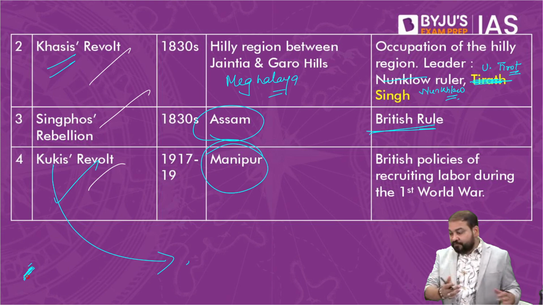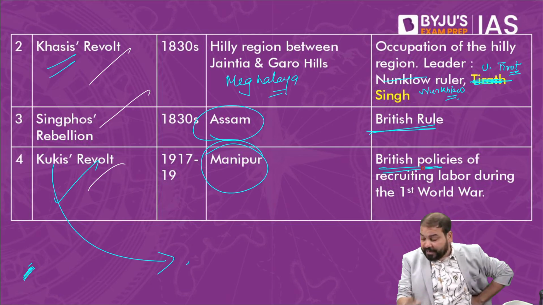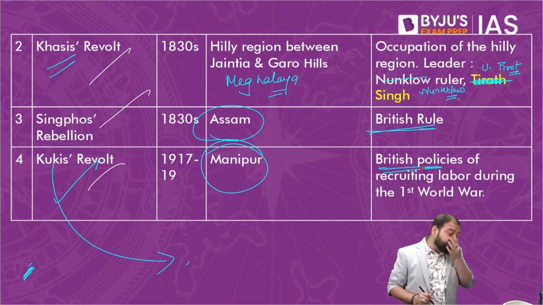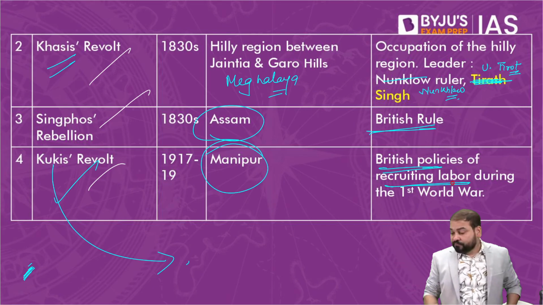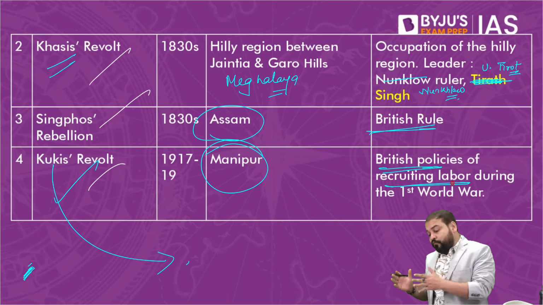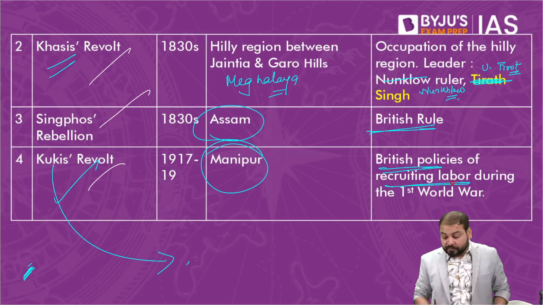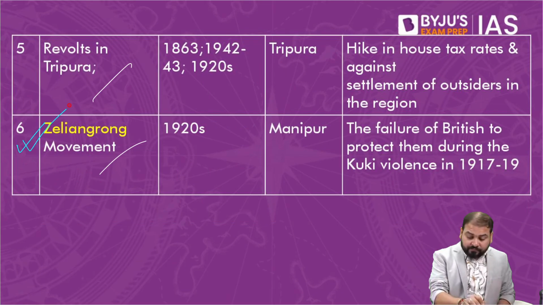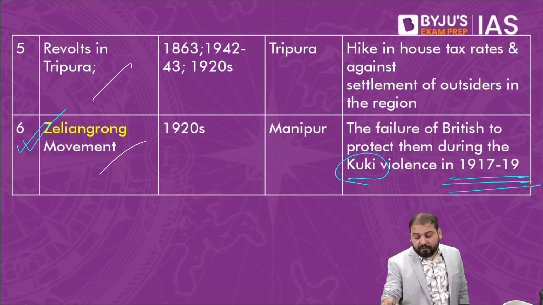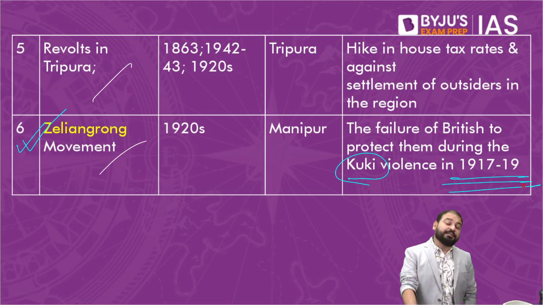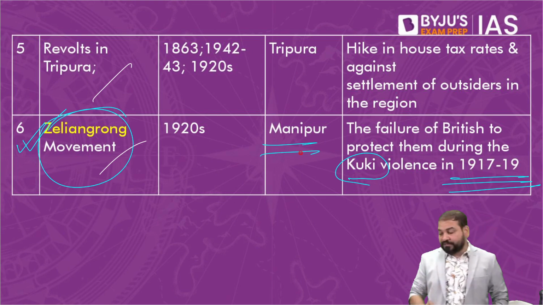Good. If you have heard, please see. The Kukis fought against the British. Why? Because the Britishers were recruiting labor by forcing people to join in World War I. And at this moment only, later there was the Zeliangrong movement, because the Kukis had done a lot of violence at this point and the people were not protected. So they did another revolt, same place.